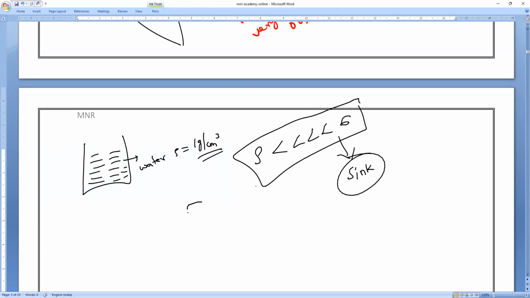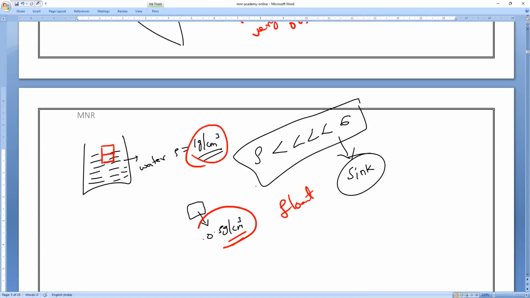Now, I ask one girl to give an object whose density is 0.5 gram per cubic centimeter. Will it sink or float? It will float, definitely above the surface. But the girl noticed that 50% of the object is sunk and only 50% is visible above the surface. The difference is 1 minus 0.5, which is 0.5 gram per cubic centimeter.